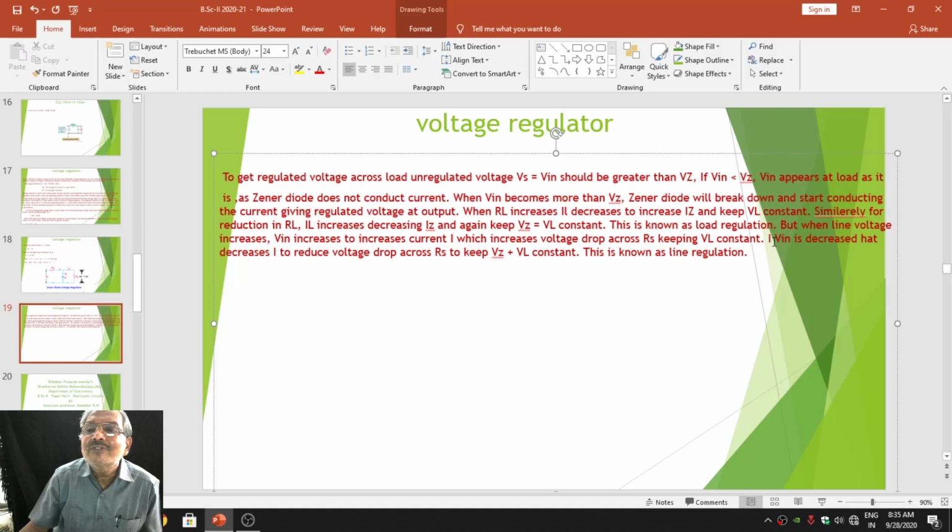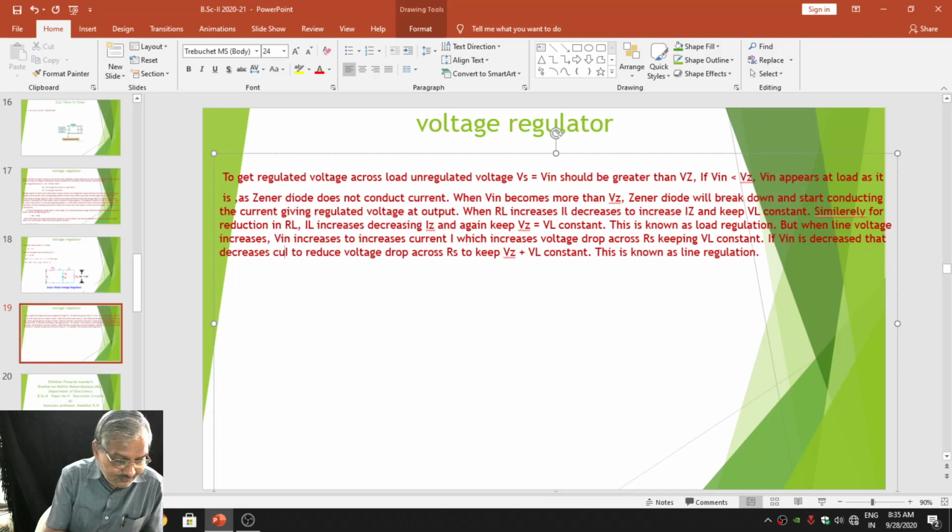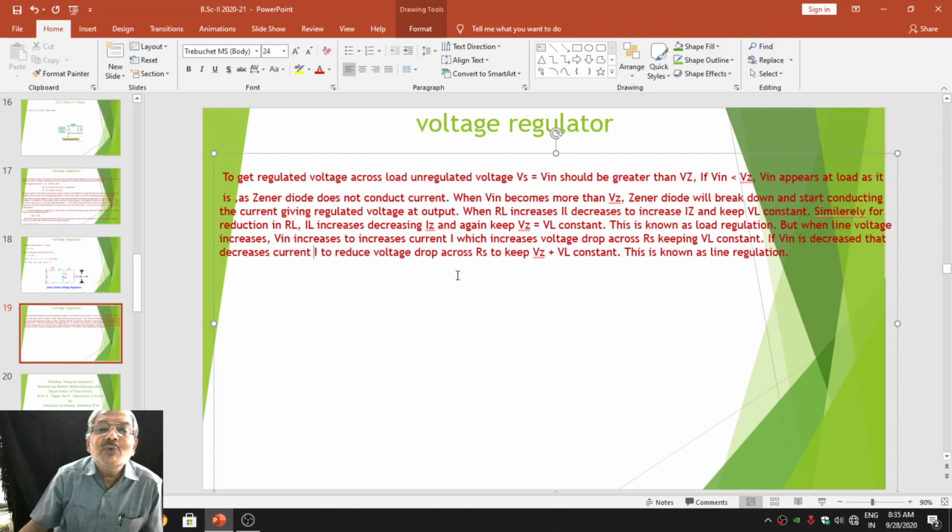And if Vin is decreased, that decreases the current I through RS, reducing the voltage drop across RS. Again, it keeps Vz equal to VL constant.